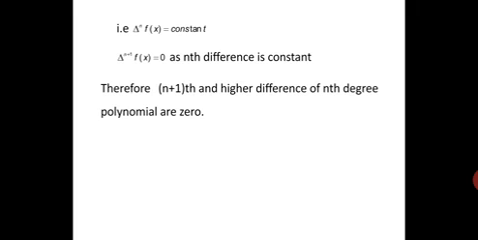If you take the difference of a constant again, the n plus 1th difference will become 0, we know that. Therefore, the nth difference of a polynomial is constant and the n plus 1th difference is 0. Thus, the higher differences of an nth degree polynomial are 0, right friends?